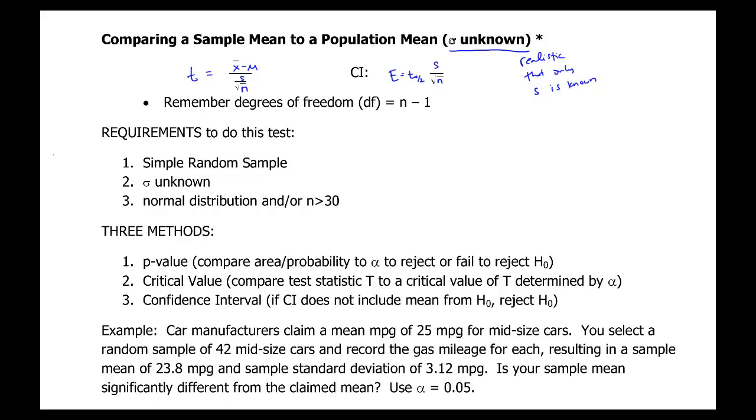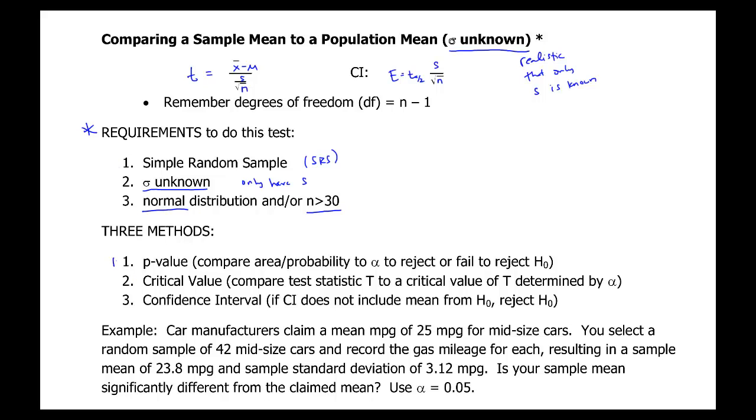Okay, so requirements. We need a simple random sample. The population distribution is unknown, so you only have the sample standard deviation S. And then check if your sample size is greater than 30, you're good. If it's not greater than 30, then somewhere in the problem it should say something about a normal distribution. So again, make sure you check those at the beginning of every problem.